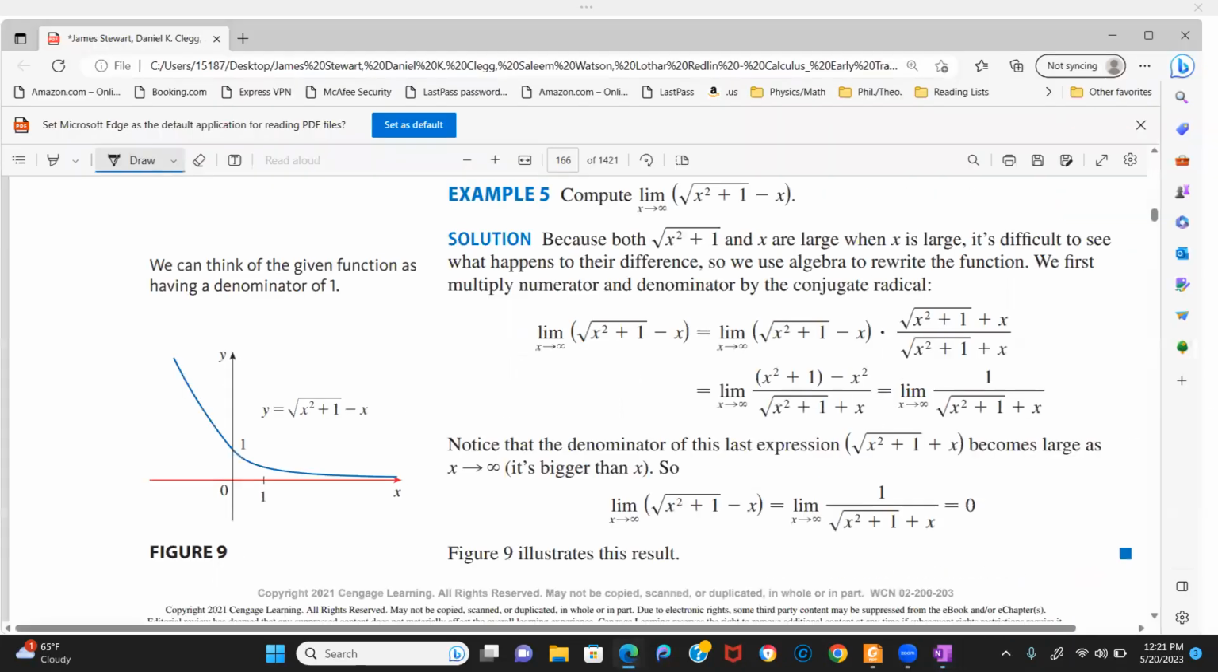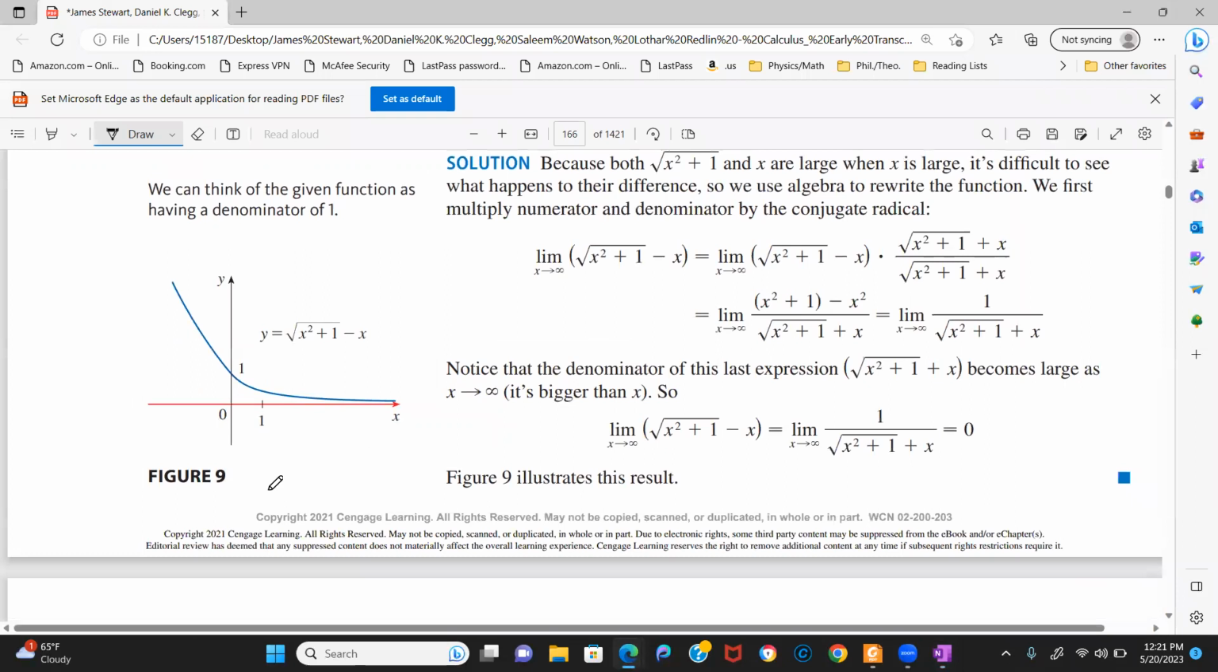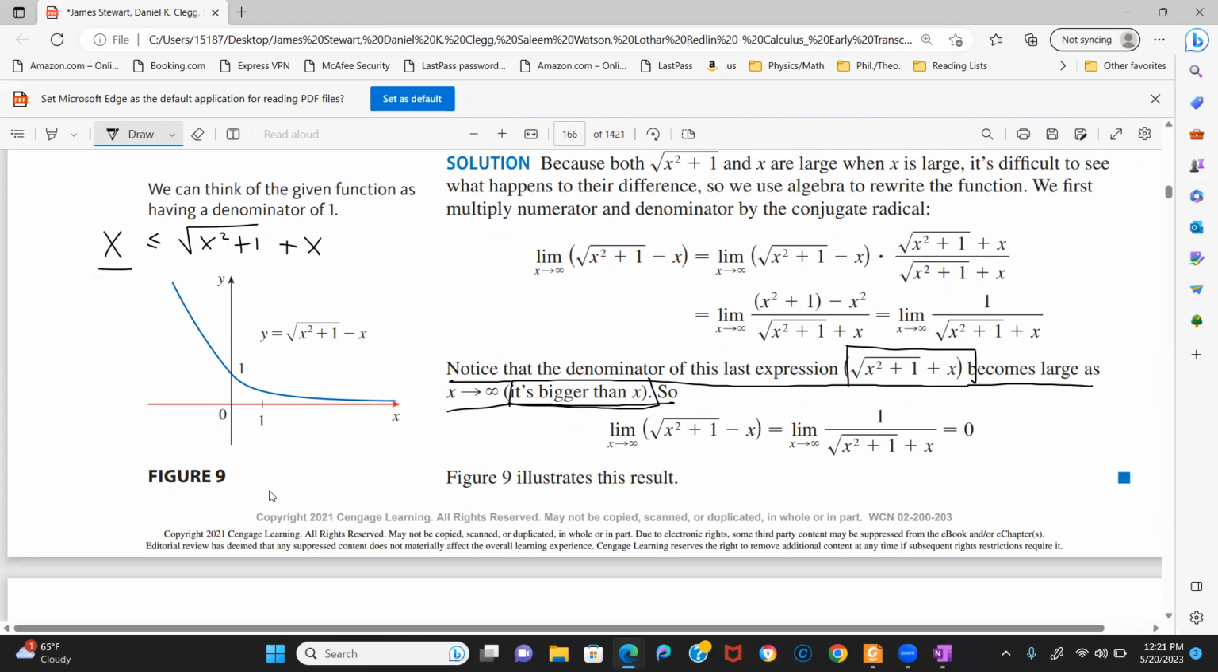So let me just show you this picture. They gave a plot of it, and they basically say the same thing as I said. Notice the denominator of this last expression becomes large as x becomes large. In fact, actually, yeah, that's right. This number right here is bigger than x itself. That's a good observation, actually. So in other words, x is less than or equal to square root of x squared plus 1 plus x. So if x goes to infinity, this thing goes to infinity, and then 1 over something that's going to infinity goes to 0. Maybe I should write that down.